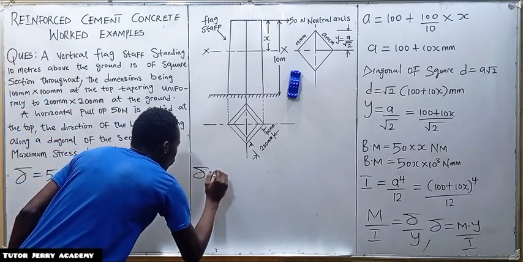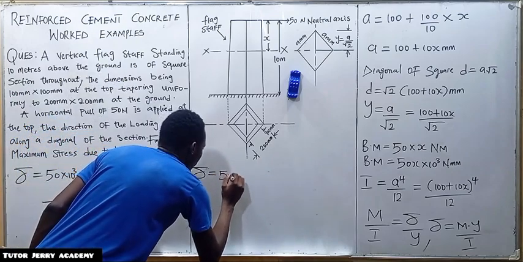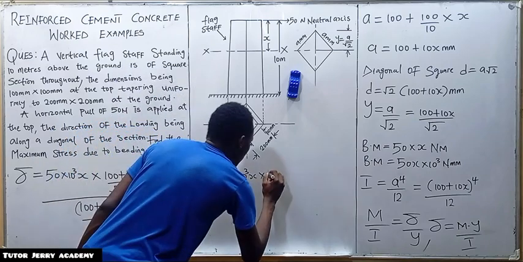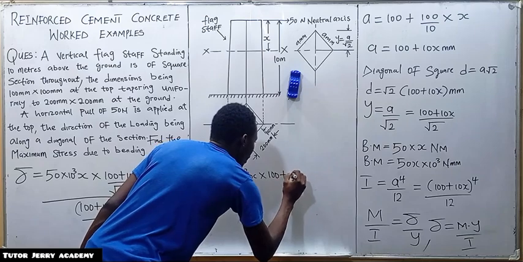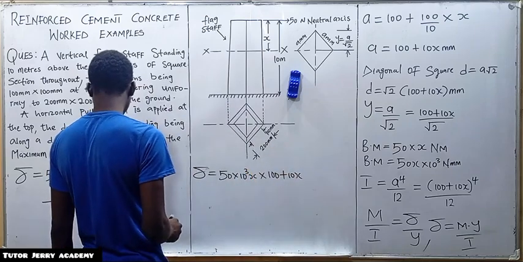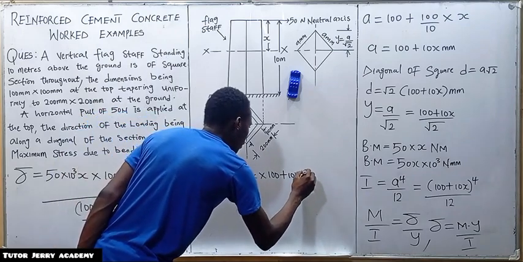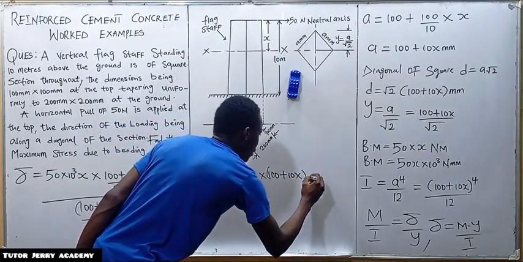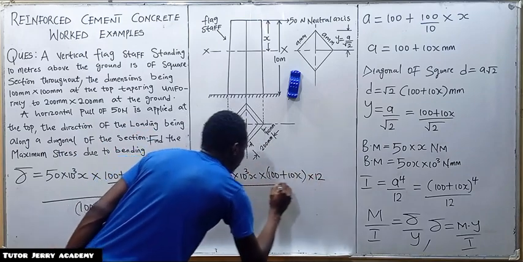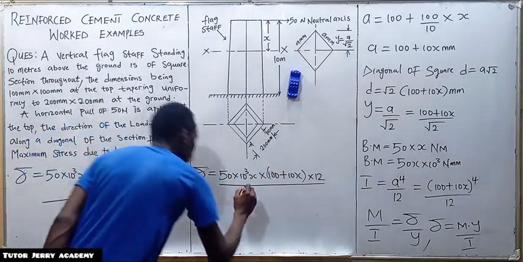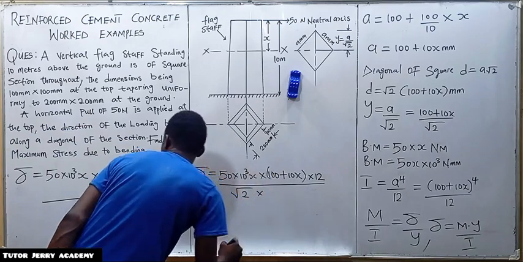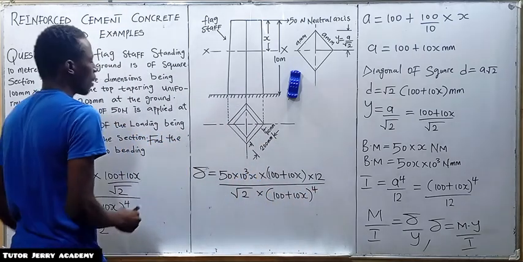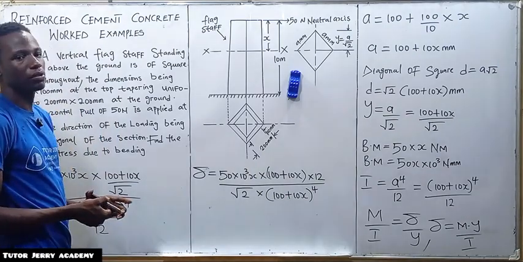So we have sigma equals, this is nothing but 50 multiplied by 10 to the power of 3x multiplied by (100 plus 10x) multiplied by 12, all over the root of 2 multiplied by the bracket of (100 plus 10x) all to the power of 4. Yes, this is absolutely correct.